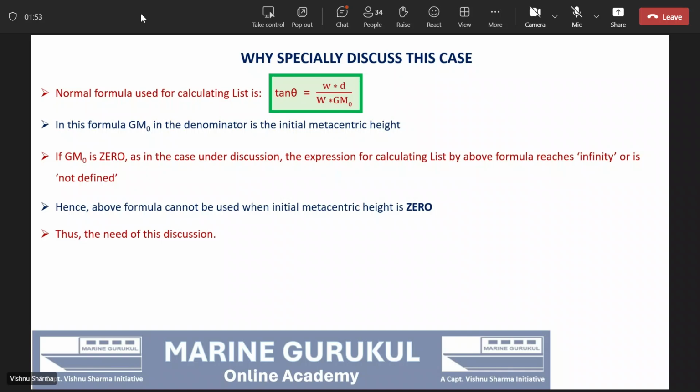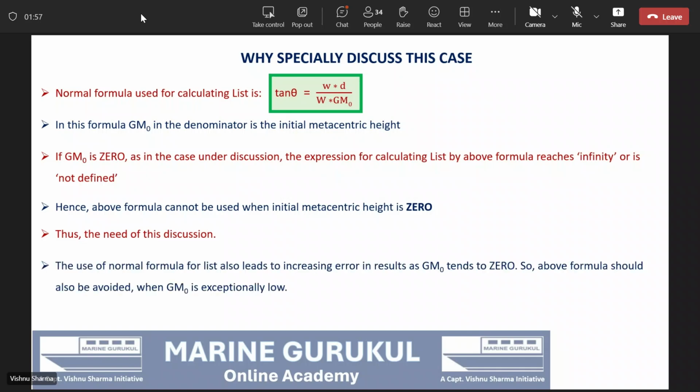Clear, beta? What is the issue with the formula if GM initial is 0? The use of the normal formula for list also leads to increasing error in results as GM tends to 0. Now, this is nowhere written. This is my understanding of the thing, and I'll prove it through a numerical, that the formula that we will get should also be used when the GM is exceptionally low.